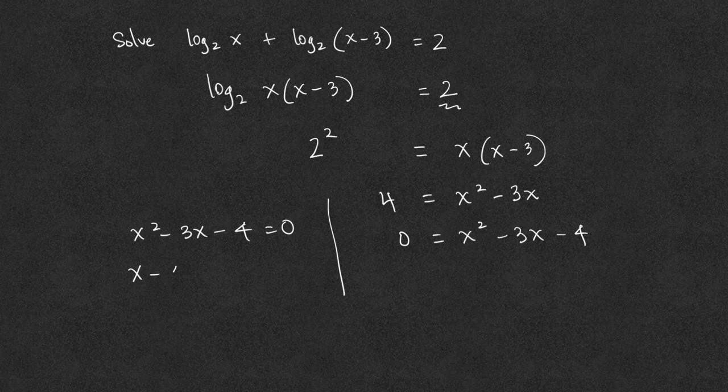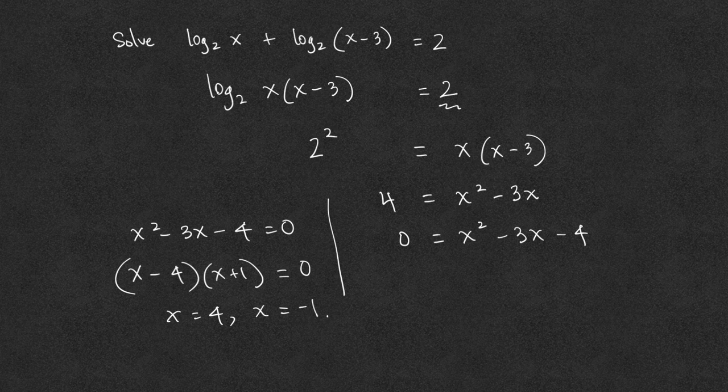(x minus 4) times (x plus 1). Every time we factor a trinomial, make sure we double check it. x times x is x squared. x times 1 is positive 1x. Minus 4 times x is minus 4x. 1x minus 4x is negative 3x. And lastly, negative 4 times 1 is negative 4. FOIL, F-O-I-L. And so, since the right-hand side is 0, we can use the zero product principle. x equals 4 and x equals negative 1.